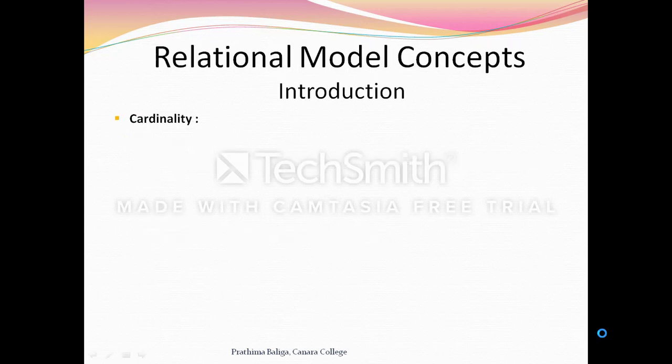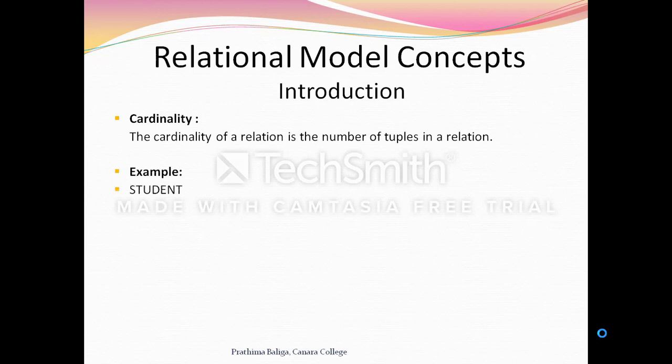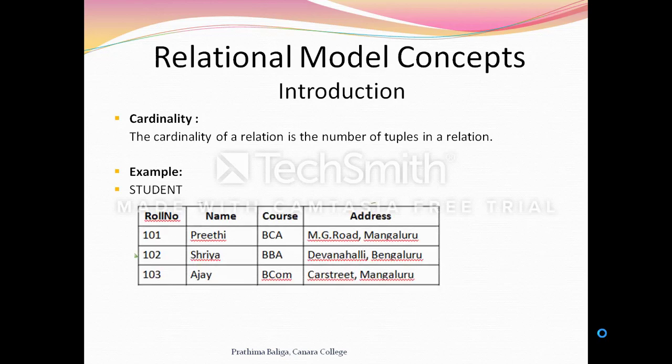The last term that we have to study is the cardinality or the relation state. It is the number of tuples present in a relation at any given point of time. In the example, student relation is used. The cardinality or the relation state is 3. At this point of time, there are only 3 rows. Therefore, the cardinality of relation student is 3.